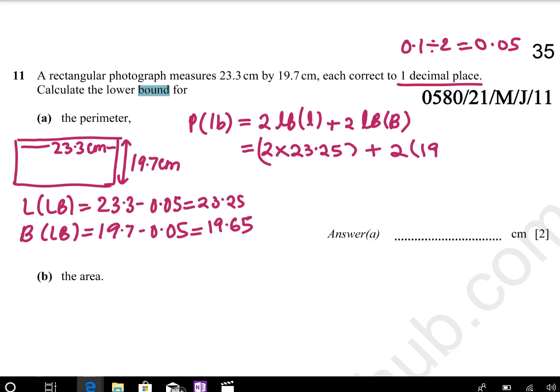So I write here 19.65. Now how much is that equal to? So let me plug in all the values in the calculator. I get my answer as 85.8.